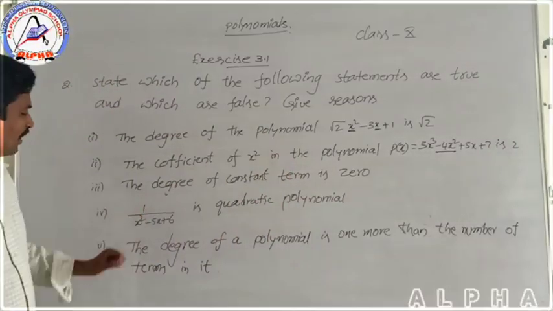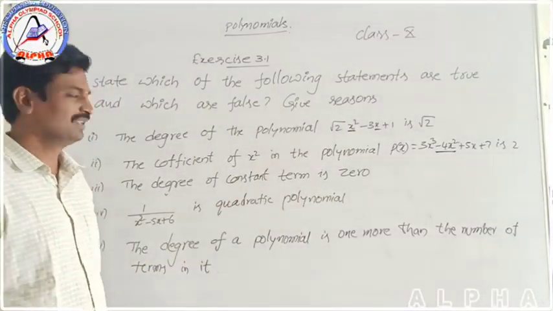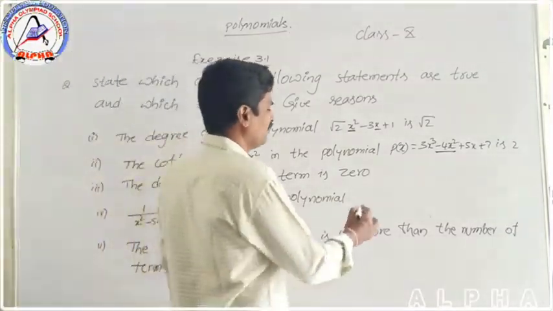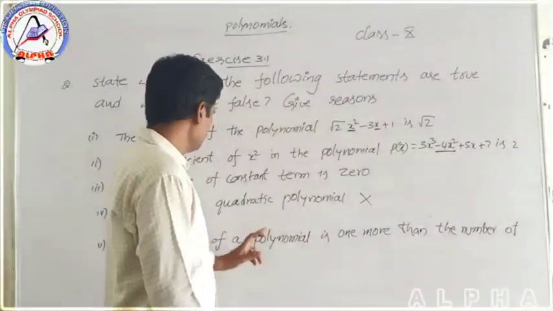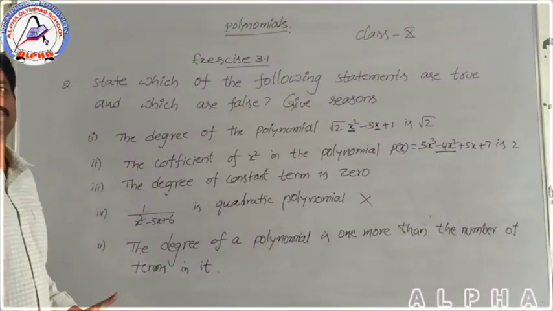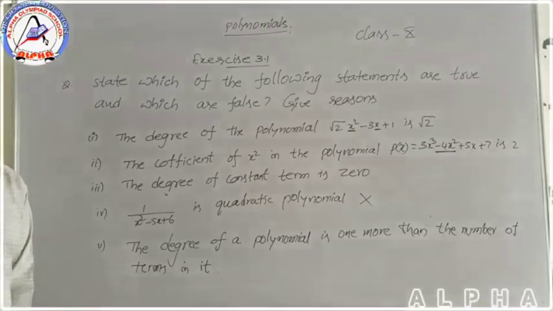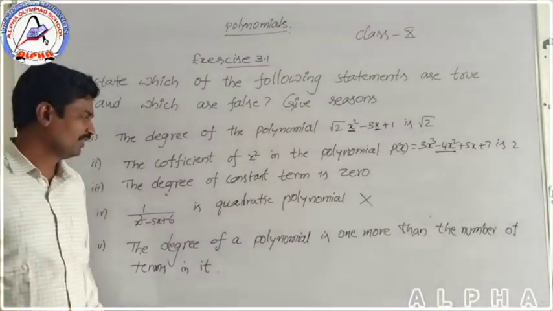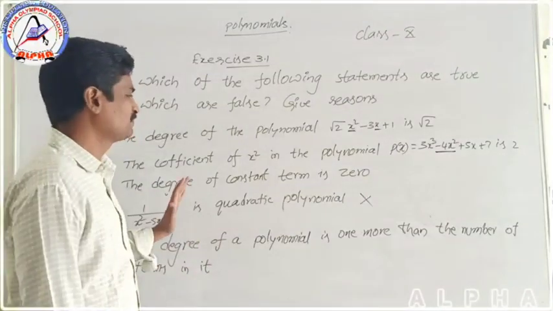See here, 1 by x square minus 5x plus 6 is a quadratic polynomial. It is not a polynomial. Then how can we say it is a quadratic polynomial if it is not a polynomial? Because in the denominator there is a variable. So it is not a polynomial, it is only an expression.